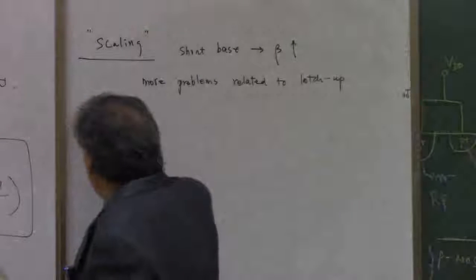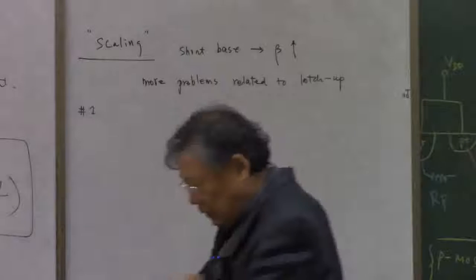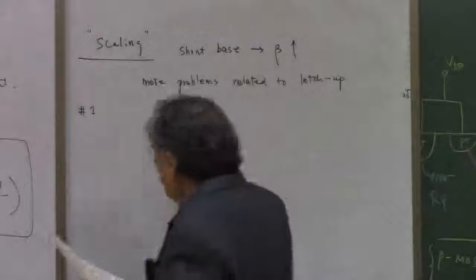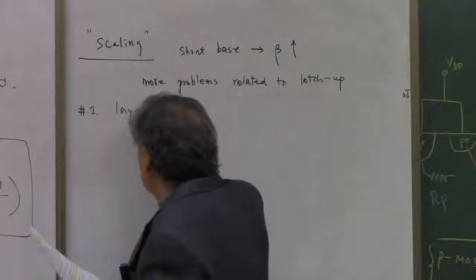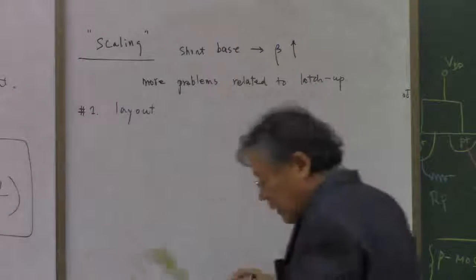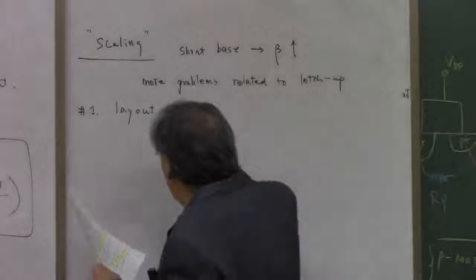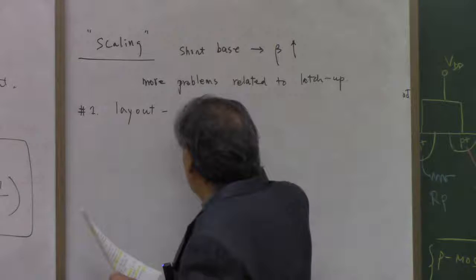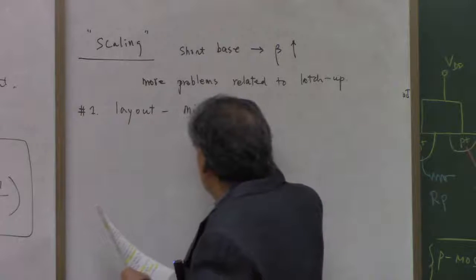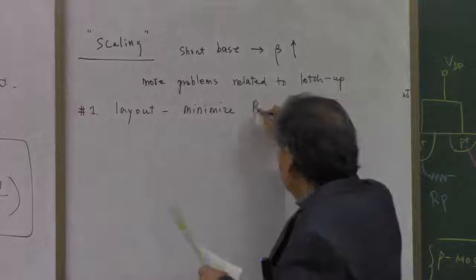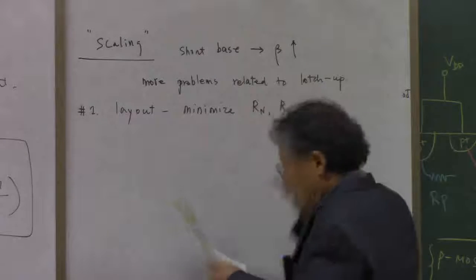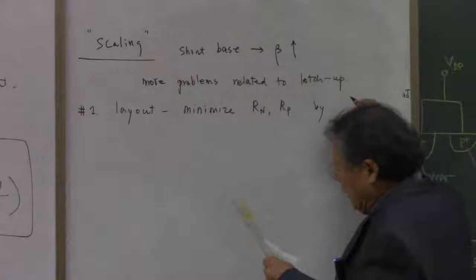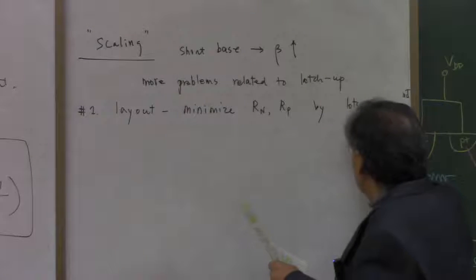So from now on, let me just discuss how we can prevent the latch up. One thing, we can change the layout, lay out the structures to minimize Rn and Rp, okay, by putting lots of VDD.